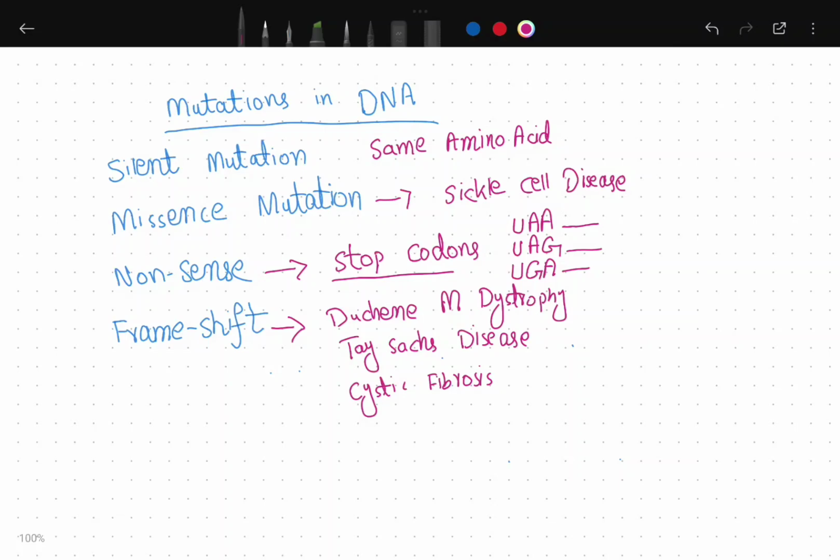In splice site mutation, the mutation is retained in intron DNA. Splice site mutation happens in some types of cancers, dementia, epilepsy, beta thalassemia, Gaucher disease, and in Marfan syndrome.